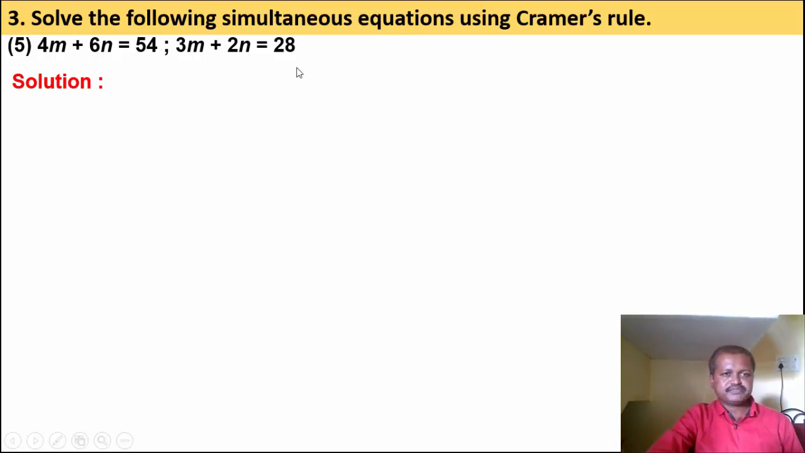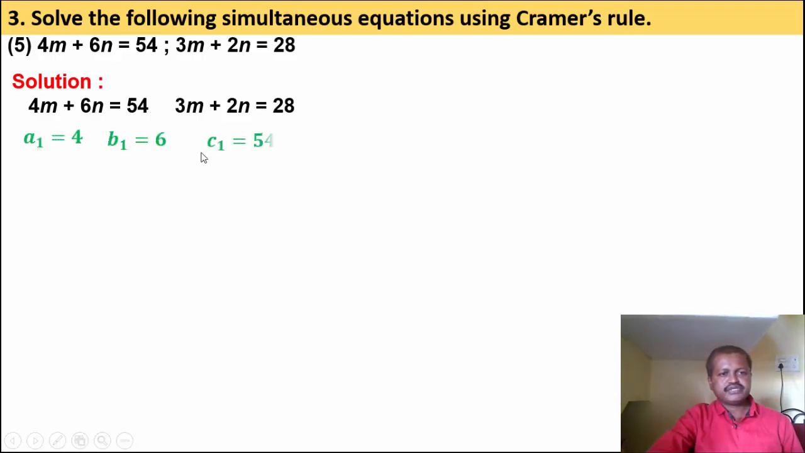So write this first equation: 4m plus 6n is equal to 54, 3m plus 2n is equal to 28. So as compared to a1x plus b1y is equal to c1, you get here value of a1 is equal to 4, b1 is equal to 6, and c1 is equal to 54. Now compare this second equation, you get a2 is equal to 3, b2 is equal to 2, and c2 is equal to 28.